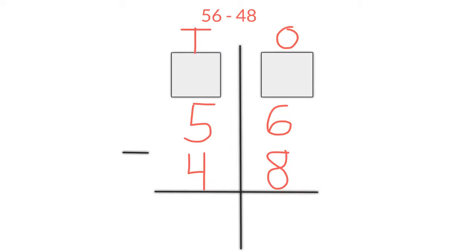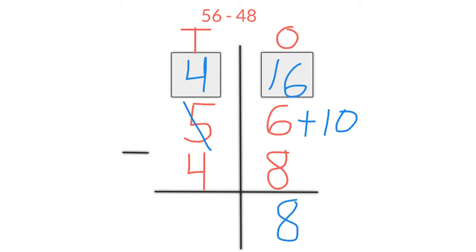This is going to be one that we need to regroup because we cannot do 6 minus 8. So we're going to head over to the tens place. 5 tens becomes 4 tens, and that creates 10 extra ones, which makes this 16. 16 minus 8 equaling 8. And now I have 4 minus 4, which I'm taking all of them away. It's optional, but you can put the 0 there or just leave it blank.